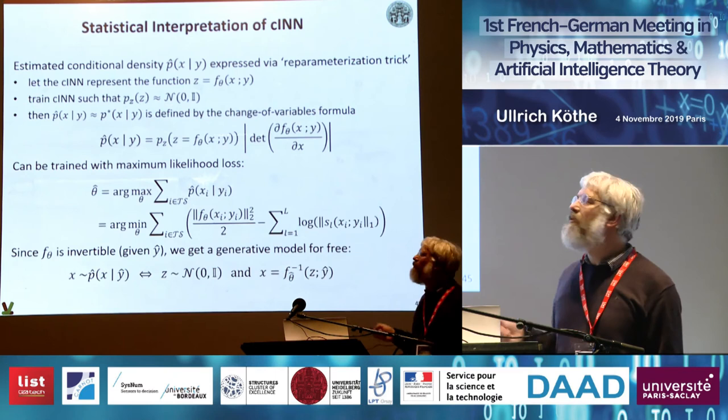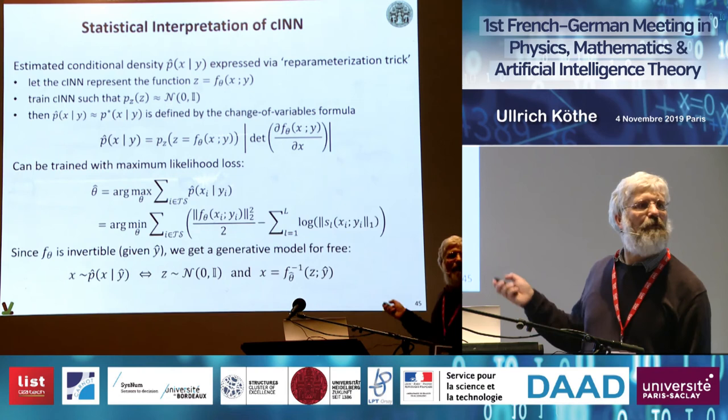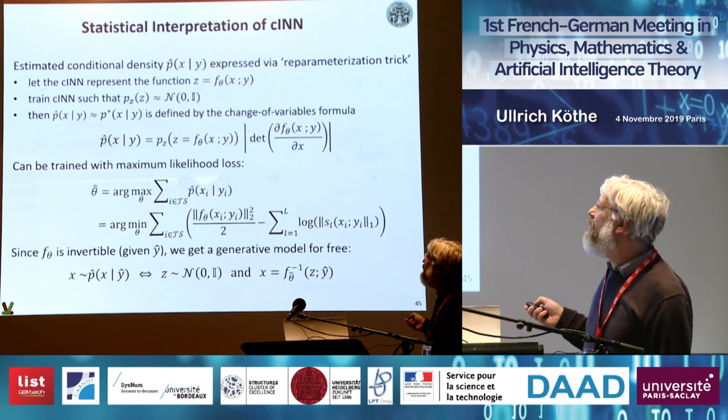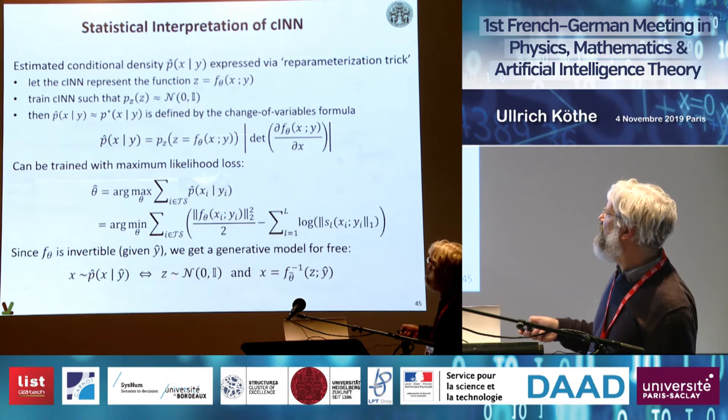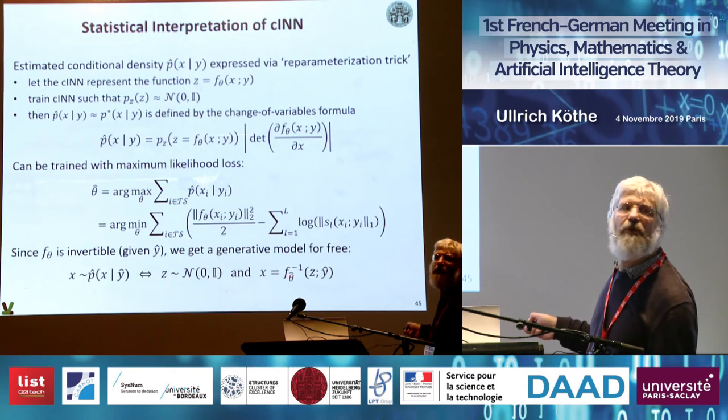And we just iterate this in the usual manner for neural networks, do the gradient descent step, and that's all the training. And then to predict, we just sample a Z from the Gaussian, insert it here, insert the observation here, compute the inverse network, and that's a sample from X.